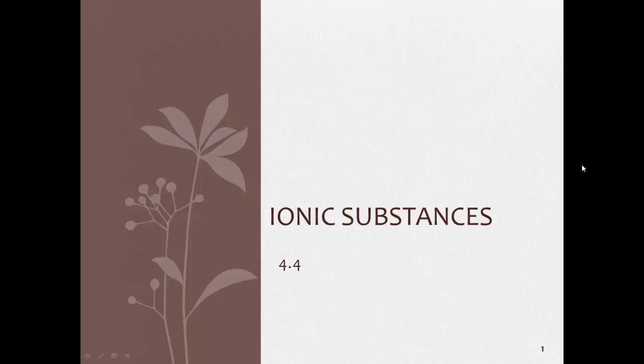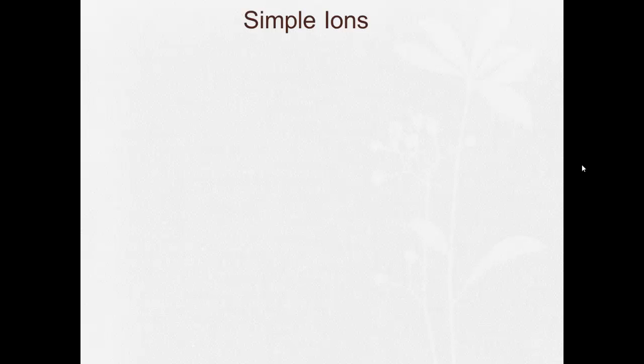All right, here we go with our video 4.4, ionic substances. We've already talked about ionic bonding. Now we're going to look at some of the ways that ionic substances behave because of the types of bonds they have. In general, simple ions will be formed when a group 1 or 2 metal bonds with a group 16 or 17 nonmetal, and these groups happily form ions with one another.